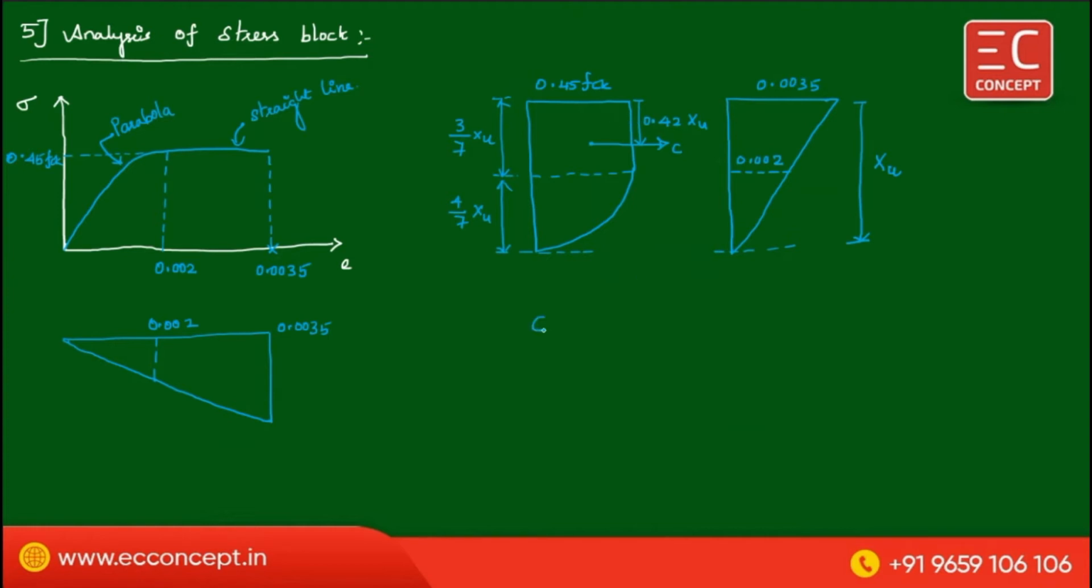Okay, and C is the compressive force. C is calculated as 0.36 fck xu into b. This is the area of the stress block. This portion is the area of the stress block, and this area of the stress block is distributed throughout the width of the section, therefore b. This is the total compressive force you are getting.